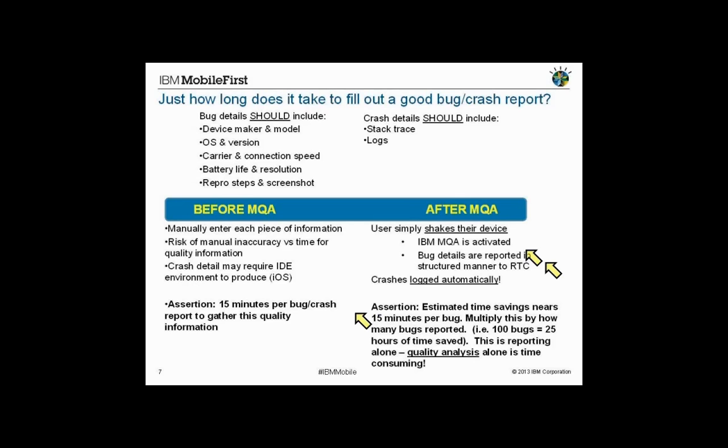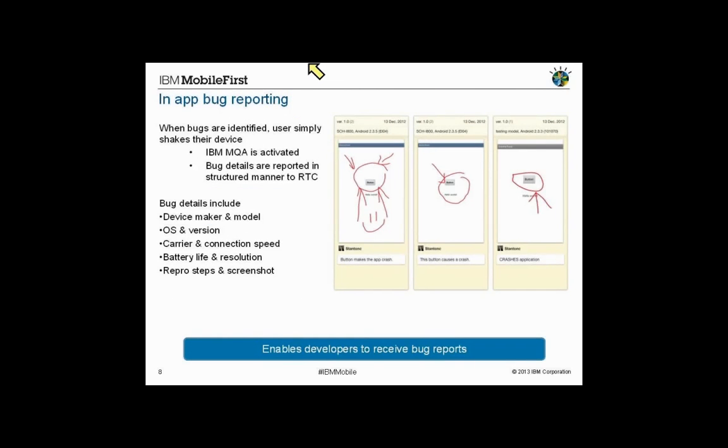Multiply that by how many bugs you might have reported in any one of your applications, and just to give you a simple benchmark, just 100 bugs reported through this mechanism could save you about 25 hours. Now that's just one person, one project, and clearly this can add up over time. And the quality analysis that you do after the fact, when all of these bugs and crashes are reported, looking at platform trends and so on, is extremely time-consuming and Mobile Quality Assurance can help you with that. So in the end, huge time savings.